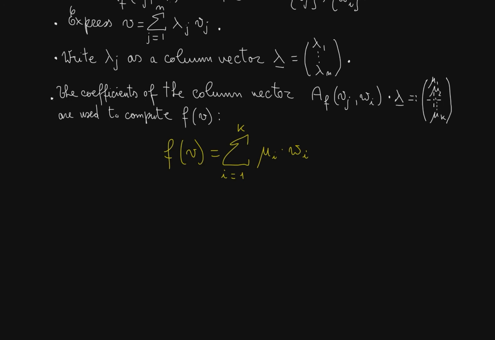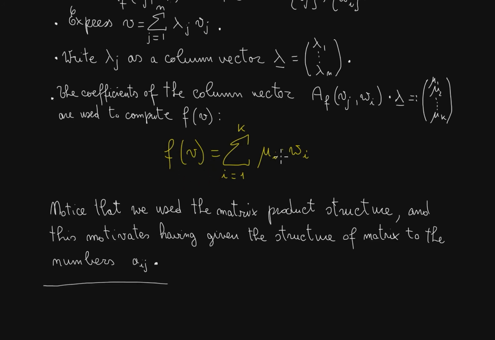The image will live in W, the elements in W can be anything, but we can produce from this column vector, so from these numbers, precisely the element in W by means of the basis w_i. Taking the combination of w_i with coefficients mu_i allows us to define an element in W that happens to be precisely the image of v through f.